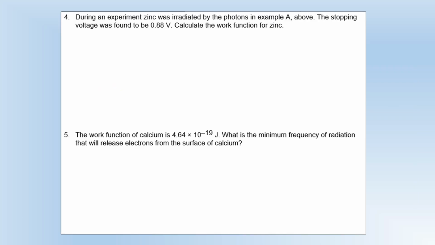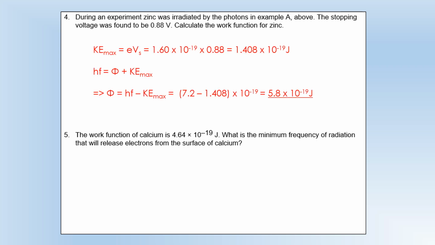Okay, so during an experiment, zinc was irradiated with photons in example A. The stopping potential, or the stopping voltage, was found to be 0.88 volts. Calculate the work function for zinc. So the general strategy here is that the stopping potential allows us to work out the maximum kinetic energy of the electrons. Photon energy will then allow us to work out the work function.